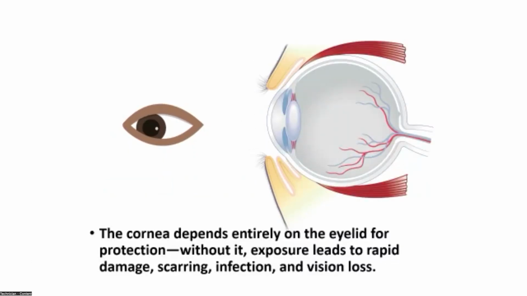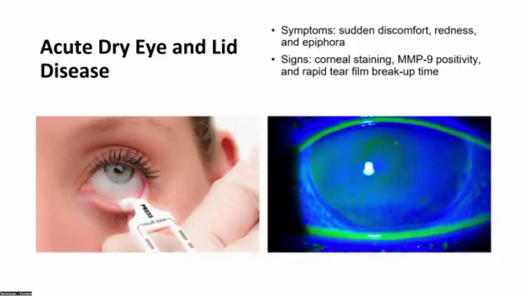So the cornea depends entirely on the eyelid for protection, right? Blinking. We talked about the cornea being the shield of the eye earlier, but it's really the eyelids that protect it, right? So if there's a problem with the eyelids, then we could lose protection essentially of the eye.